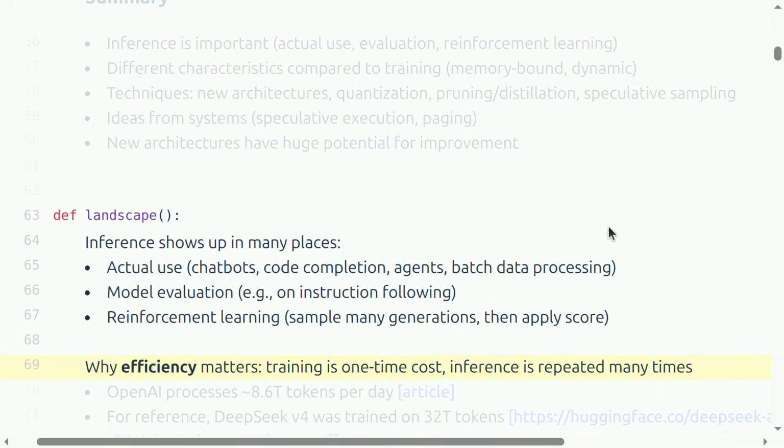And efficiency, as is the theme of this class, really matters more than ever here. Even if you just look at the actual use vantage point, training is a one-time cost. It could be very expensive. It is very expensive. But once you're done with it, that's it. But inference is a repeated cost. You kind of incur it every single day.